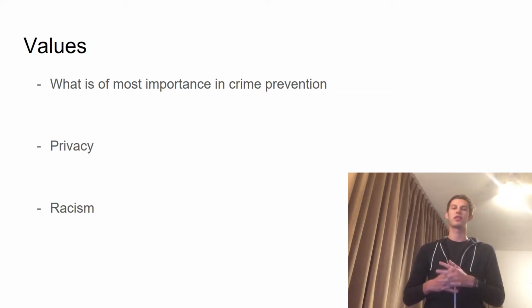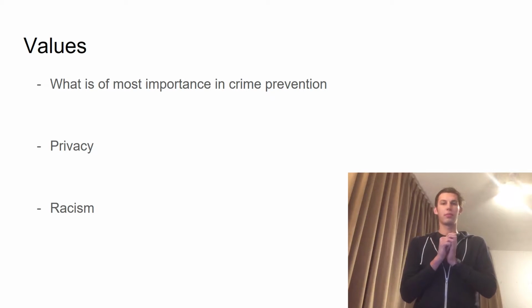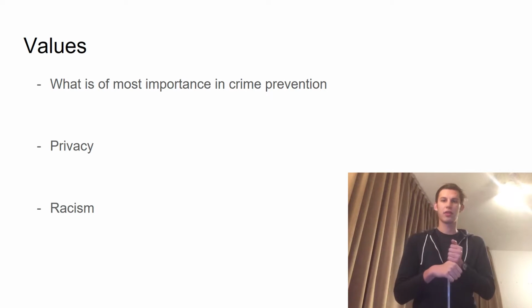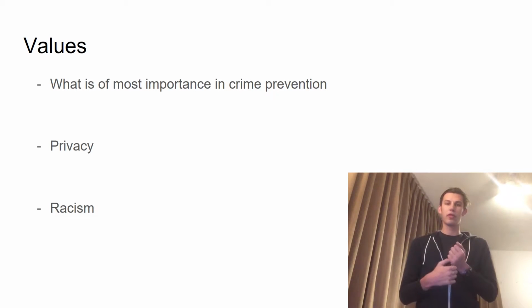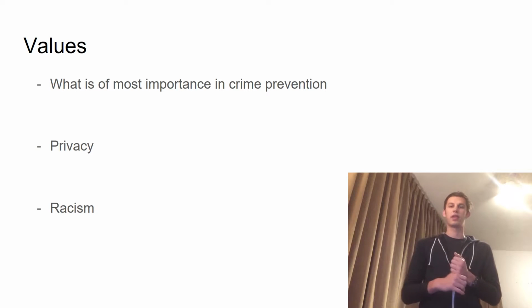So what are the values in this data application? So what is of most importance in crime prevention? Of course, we want to have a safer city in St. Louis, but of real importance is the privacy. And the privacy can only be protected when there are certain measures and certain rules made in this data application. So those should be made.